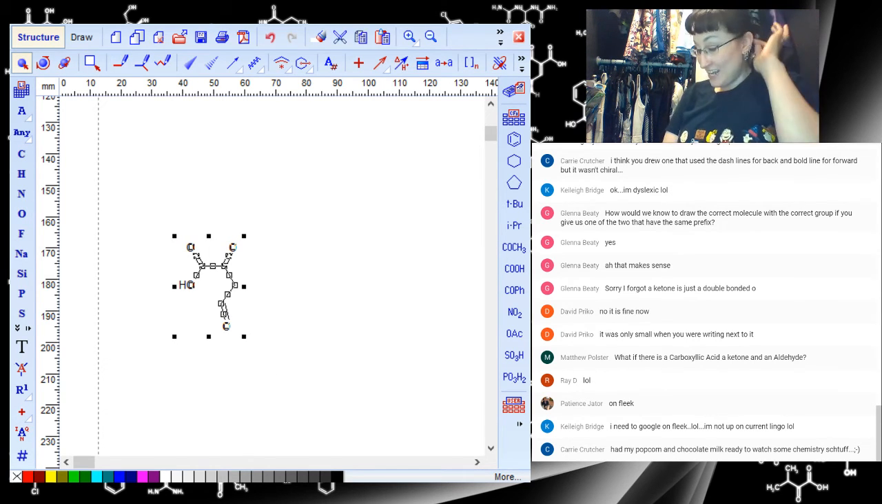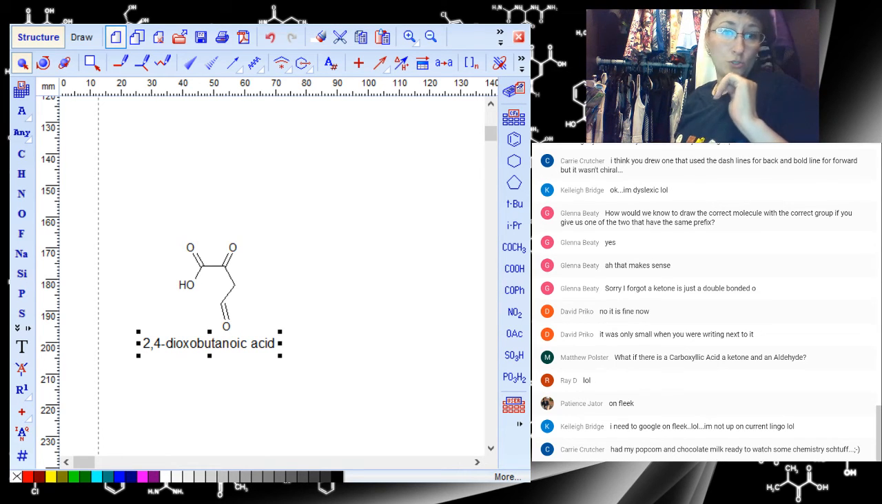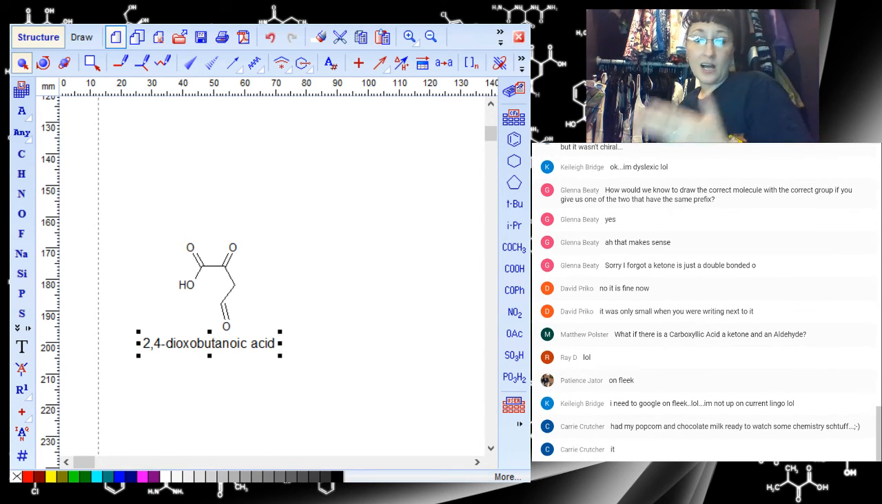But so we would still name this as a... How many carbons did we have? 3, 4. We would still name this as a butanoic acid, but now we would have a dioxobutanoic acid. So 2,4-dioxobutanoic acid. The oxo is just going to be generic for carbonyl.